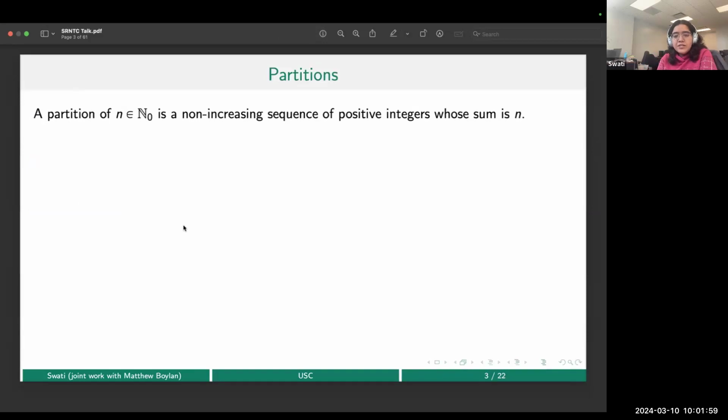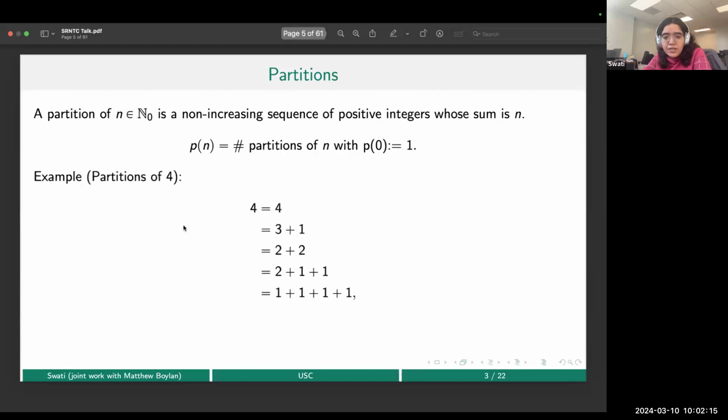So we start with discussing the usual partition function. A partition of a non-negative integer n is a non-increasing sequence of positive integers whose sum is n. P of n basically counts the number of partitions of n, with P of 0 defined to be 1. As an example, we can see that there are 5 ways of expressing 4 as a sum of positive integers. So basically, P of 4 is 5.